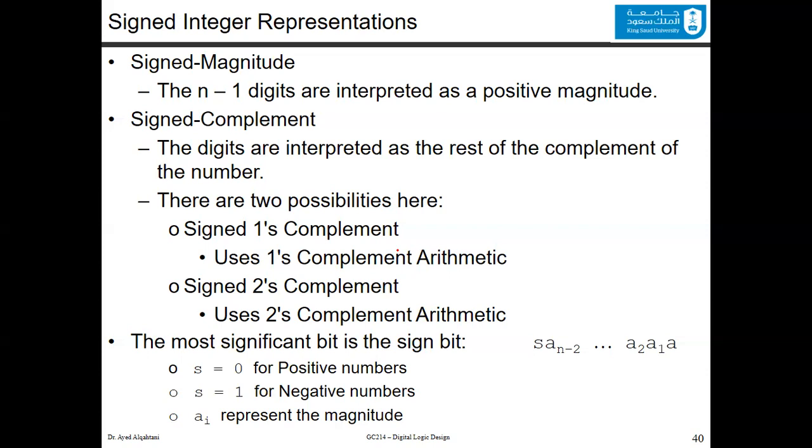And you can go back to the previous video that we discussed those 3 types, the sign magnitude, the ones complement and the twos complement in detail. Now, just a reminder that this bit here, which is the most significant bit, is the sign bit. If S is 0, then the number is positive. If S is 1, then the number is negative. And the rest of the bits represent the magnitude of the number.